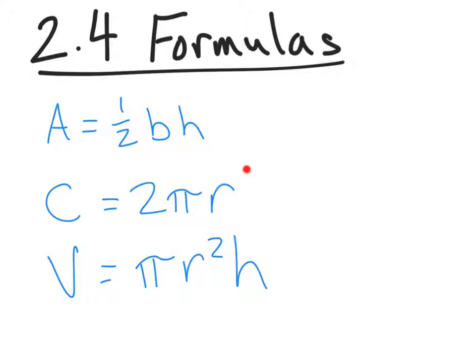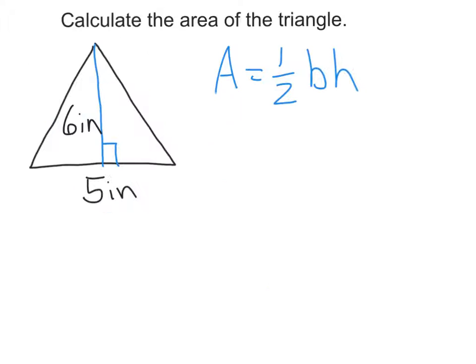These first two you should probably know. You should probably have memorized. This last one's a little bit different, not as common, so typically we don't think of you as memorizing them, but this is actually the area of a triangle, the circumference of a circle, and the volume of a cylinder, and we'll look at some of those right now.